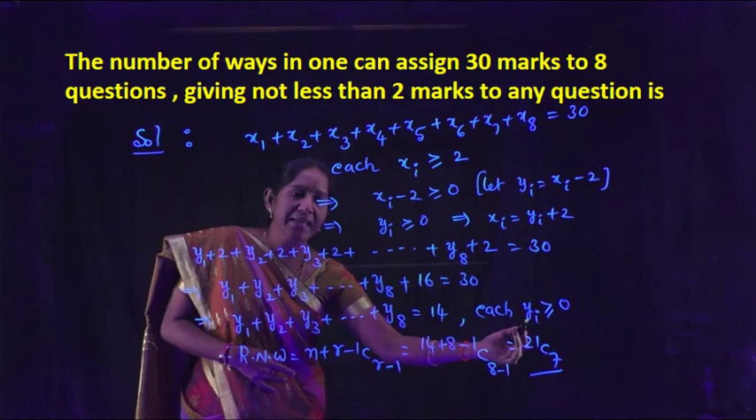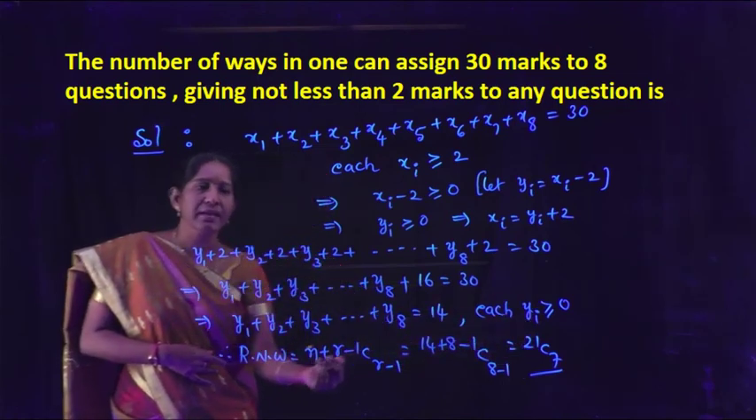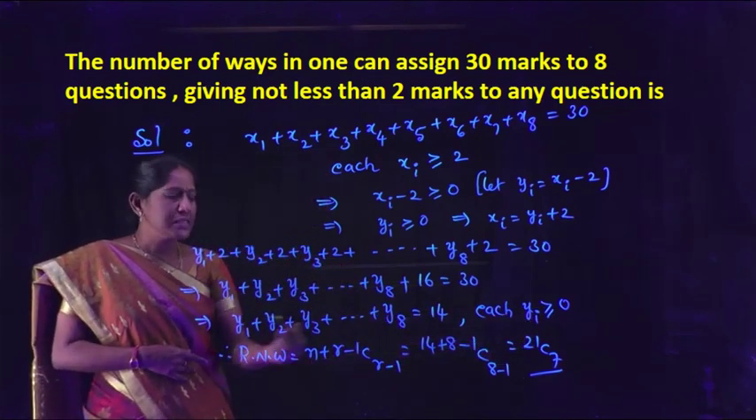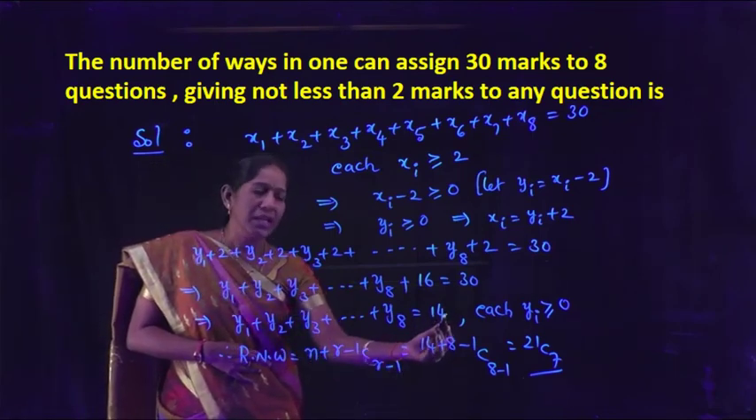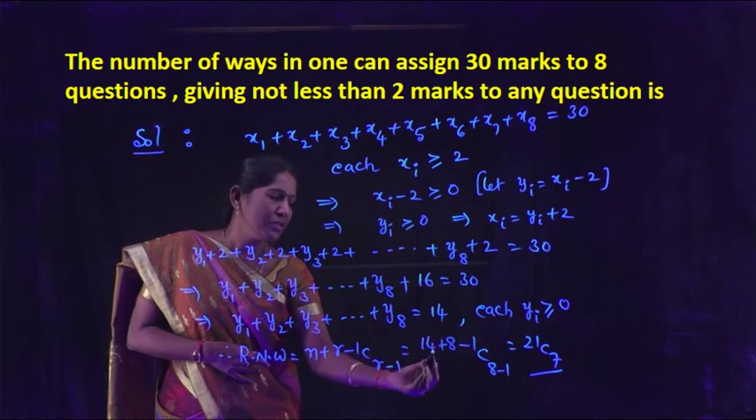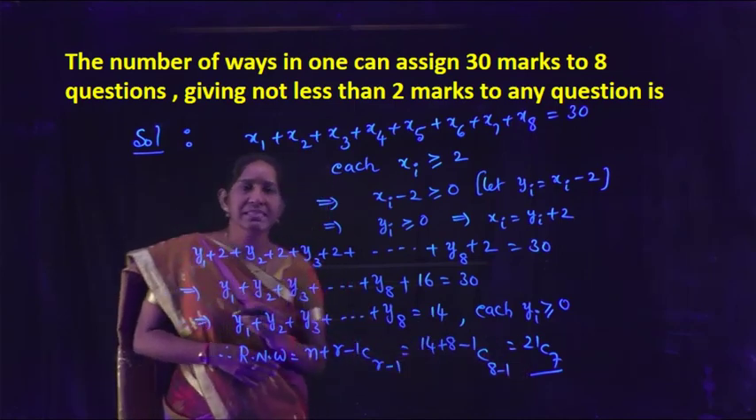Each yi greater than or equal to 0, then we can write the formula directly. That is n plus r minus 1 C r minus 1. n is 14, r is 8. Put the values, then it is 21C7.